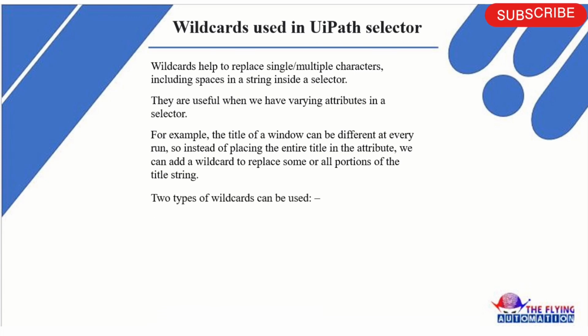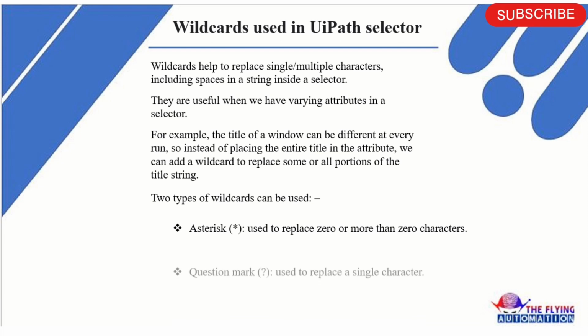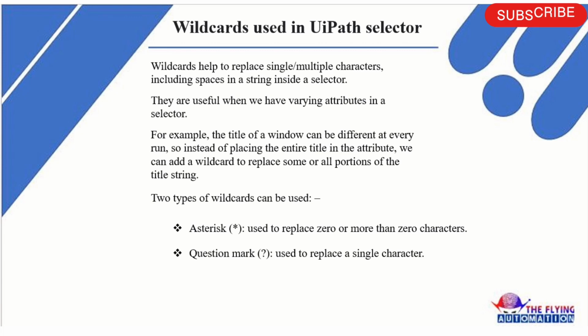There are two types of wildcards used in the UiPath selector. First is the asterisk, denoted by a star. It is used to replace zero or more characters. Second is the question mark. It is used to replace a single character. When you use the question mark, it means only one character will be replaced. If you use the star, it means multiple characters can be replaced.